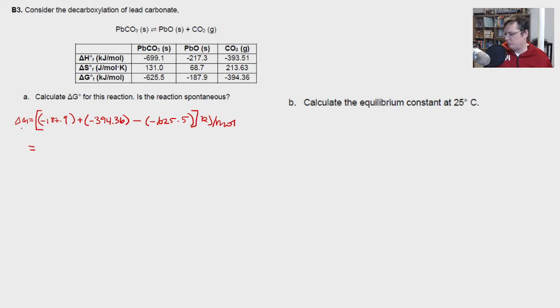So we plug this into our calculator: negative 187.9 plus negative 394.36 minus negative 625.5. What we get is positive 43.24 kilojoules per mole. The delta G naught value is positive in this case, and positive delta G values are non-spontaneous thermodynamically. Only things that are negative are going to be spontaneous. So, non-spontaneous.